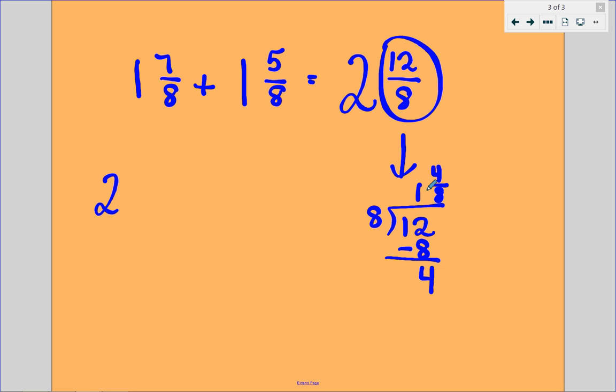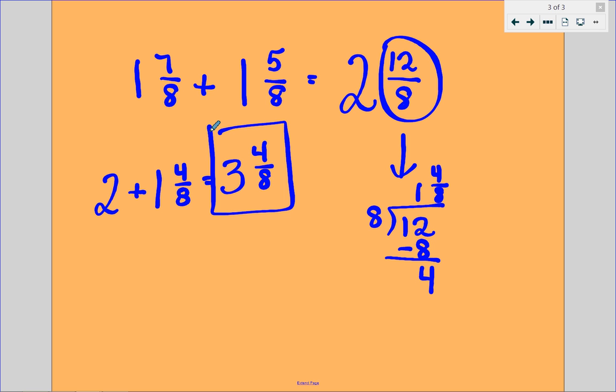So it's 1 4/8. So over here now I'm going to say plus 1 4/8, because I'm adding this to what I already had, that 2 there. So 2 plus 1 equals 3. 4/8. Nothing plus 4/8 equals 4/8. So we have this fraction.